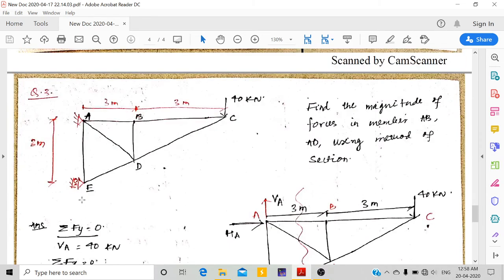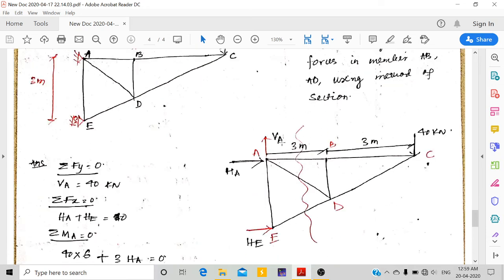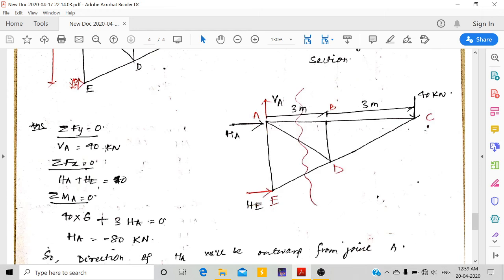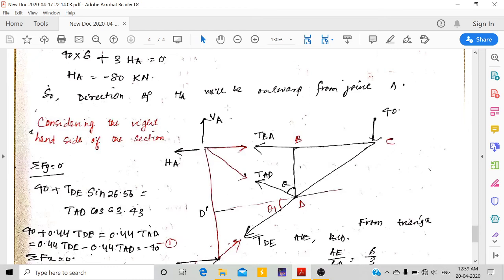Another problem, method of section. Here it is asked to find the magnitude of force in members AB and AD. So I will cut the section like this, right? One end is a hinge and one is a roller, so we can calculate our reactions. In this problem also you can work from the right-hand side or the left-hand side, no problem. So in the summation of Fy, this VA will be 40. Summation of Fx means HA plus HE is equal to 0. Now taking moment about A, HA is getting minus 80, which means the H direction will be in the outward direction.